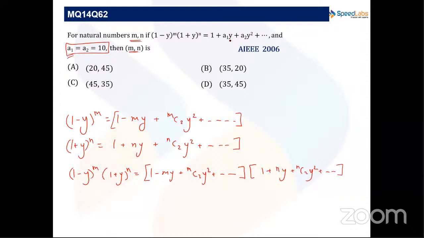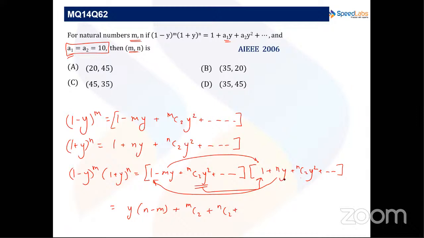What we are interested in is a1, that is the coefficient of y. So we will get y if we multiply minus my with 1, or we multiply plus ny with 1. So this is y times n minus m. And y square we will get when we multiply mc2 y square with 1, plus if we multiply nc2 y square with 1, plus if we multiply ny and my, then it will be minus m into n, and you will get y square and many other terms. But we are concerned here with the coefficient of y and coefficient of y square, because their values are given. So the coefficient of y is n minus m, so n minus m equals 10.